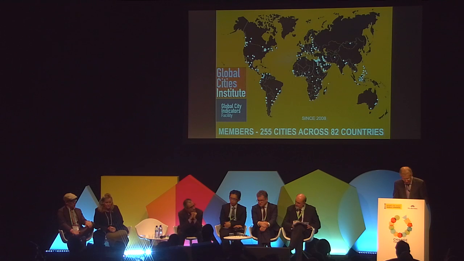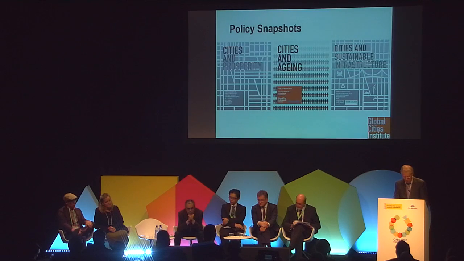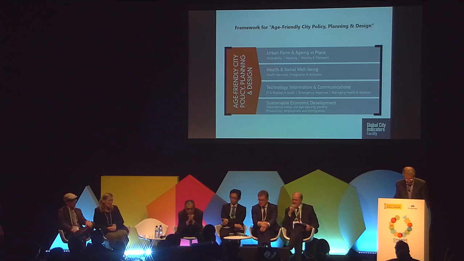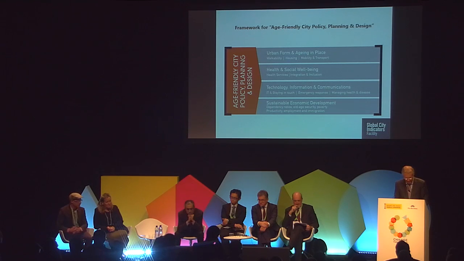We got the number of cities you see here and some 82 countries involved with the Global City Indicators facility as we started to standardize the methodology. We put together a number of policy snapshots on things like prosperity, aging, sustainable infrastructure. Just one statistic that came out of the aging report. I hope your city is in the upper part of the chart there. And we also have been developing it as a framework for age-friendly city policy planning and design, as you can see outlined here.